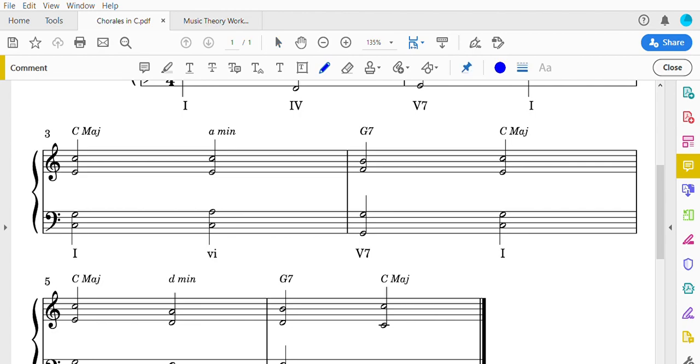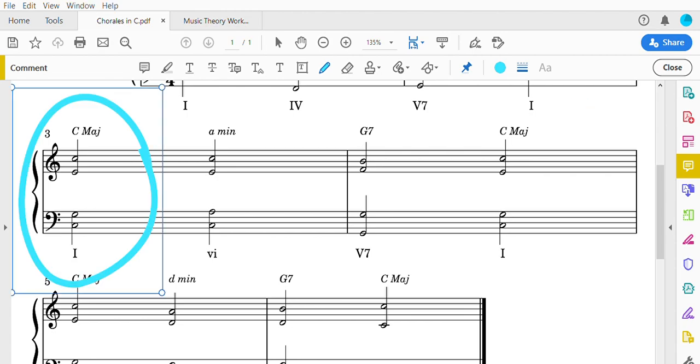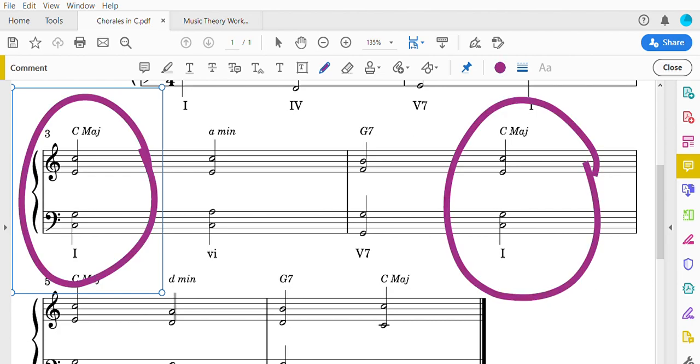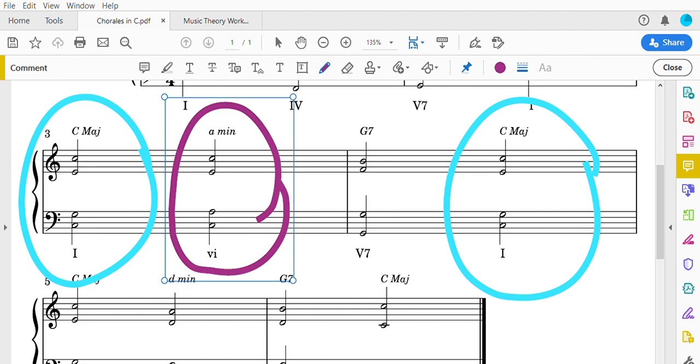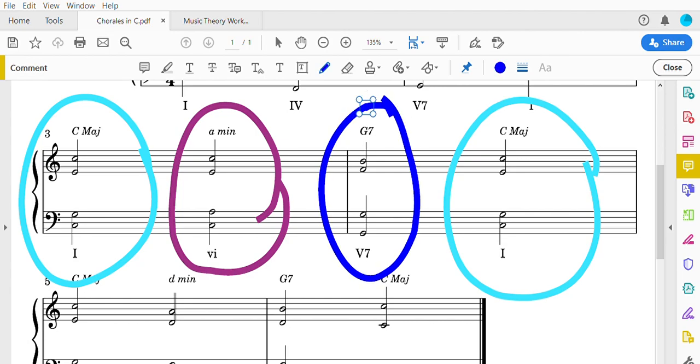But while we're here, I'm going to mark these real quick. Just like in the first example, C major is going to be our tonic chord, both the first and the last one, home base. In this example, our predominant chord is still in the same place, but it's going to be an A minor chord instead of F major. And our dominant chord is in the same place, and it's the same chord, that G7.